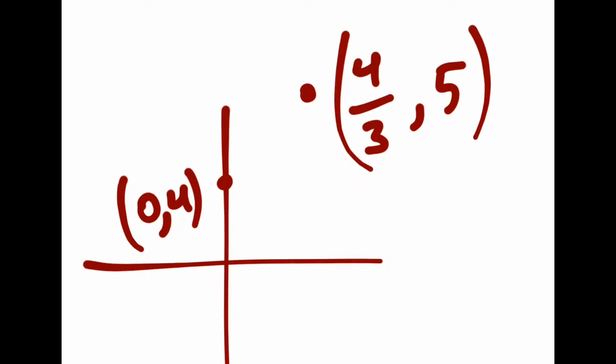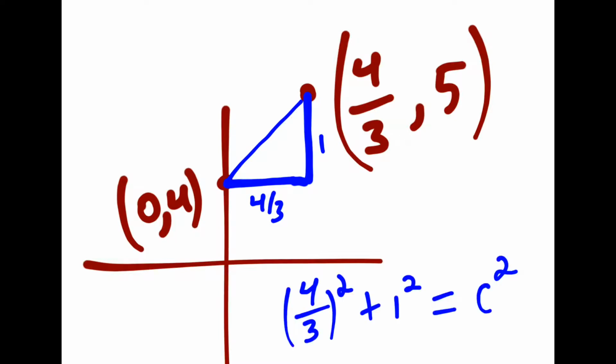Now to figure out my radius, I have my (0, 4) and I have an endpoint (4/3, 5). So if I try to use the Pythagorean theorem here, which is on the cheat sheet for the SAT, the formula sheet, my distances are 4/3 and 1. So to figure out this other side, I'm going to take 4/3 squared plus 1 squared and set that equal to c squared.